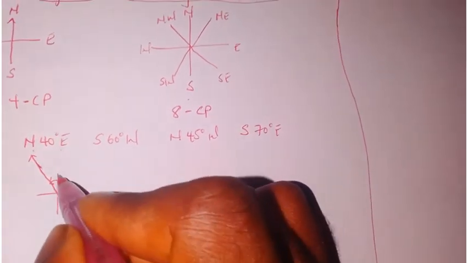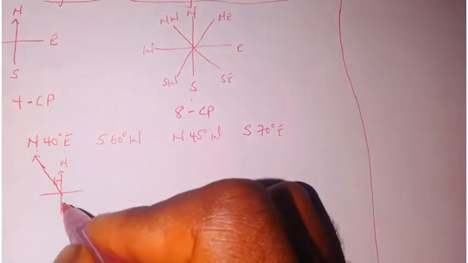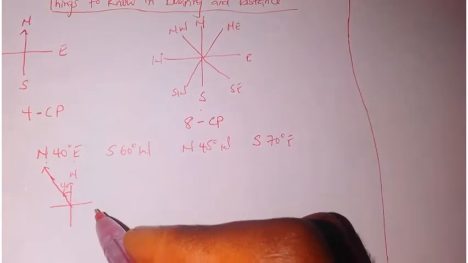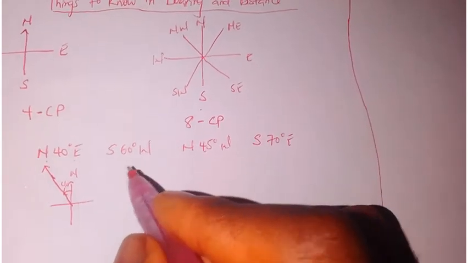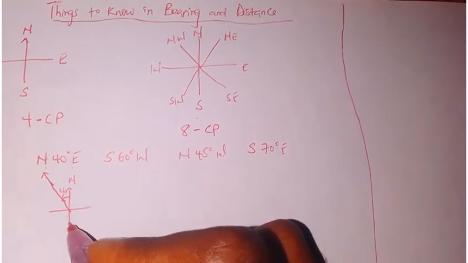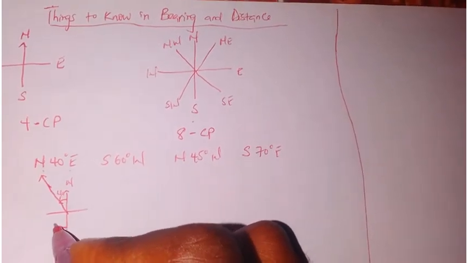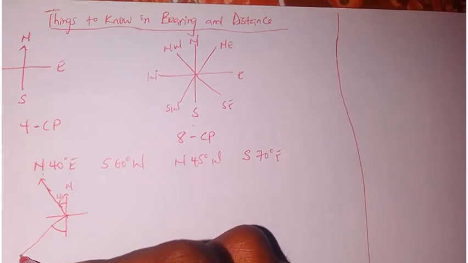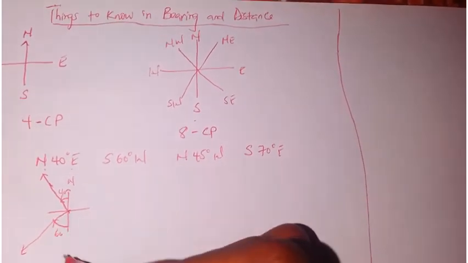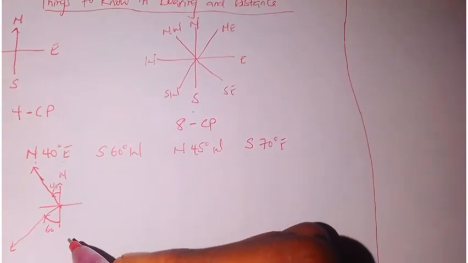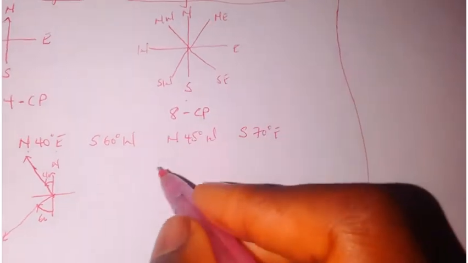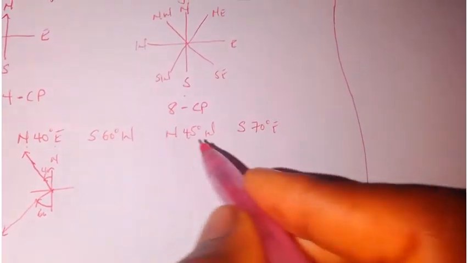So this is my north, take note. So this is my north 40 degrees east. For south 60 degrees west, this is my southwest. So south 60 degrees west means start from your south, go down to your west 60 degrees. So that's the direction. Your compass bearing is talking about direction basically. So without direction, you're not talking about compass bearing.